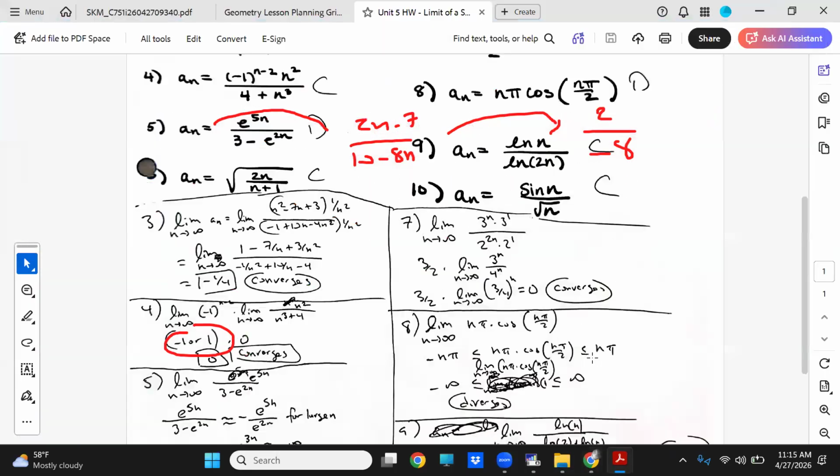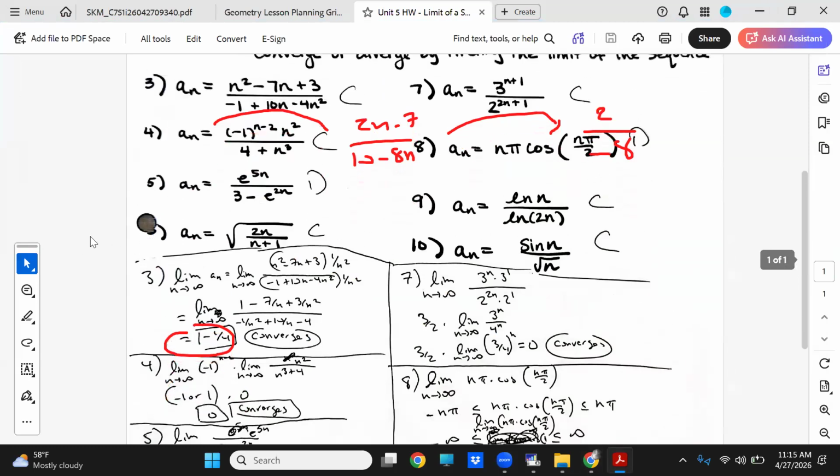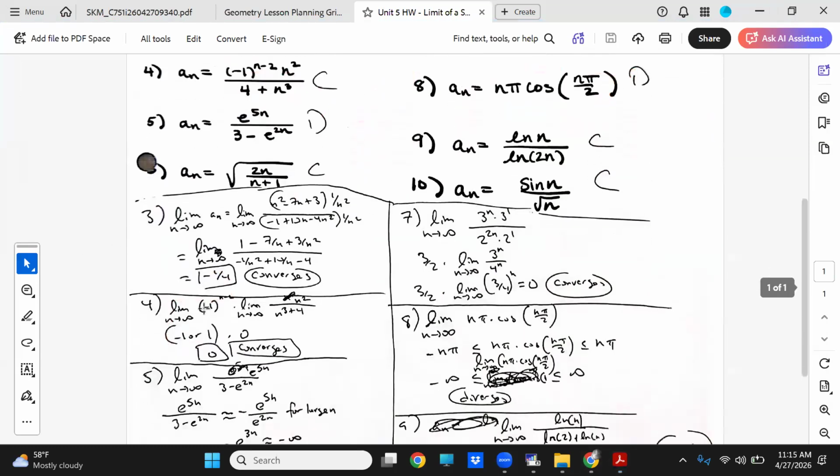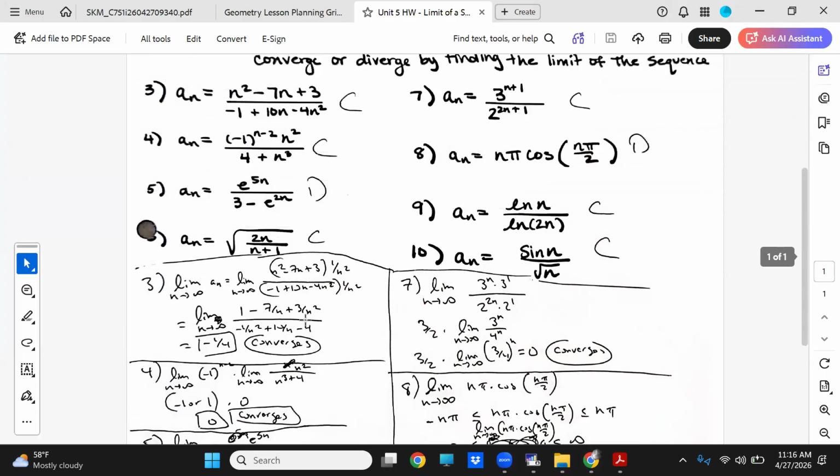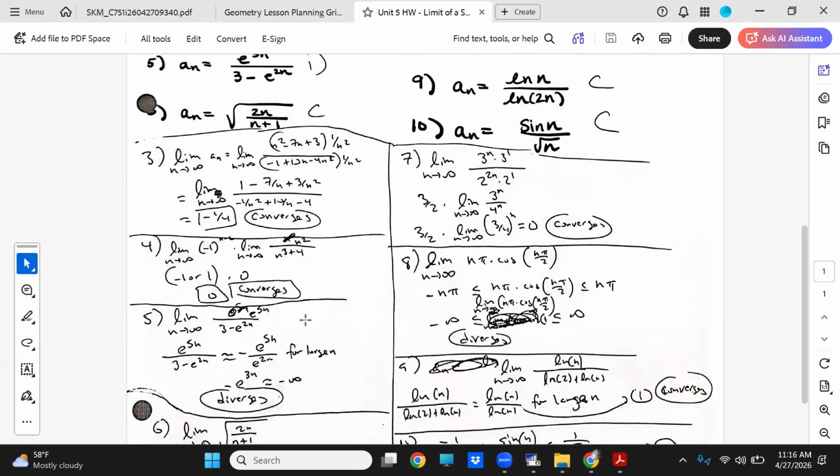Okay, for 5. Now in this case, you could ignore the 3 and just focus on e to the 5n over negative e to the 2n. If you reduce the fraction or use properties of exponents, 5n minus 2n is 3n. So the 3 becomes negligible, right? Or you could, if you want, use L'Hopital's rule.